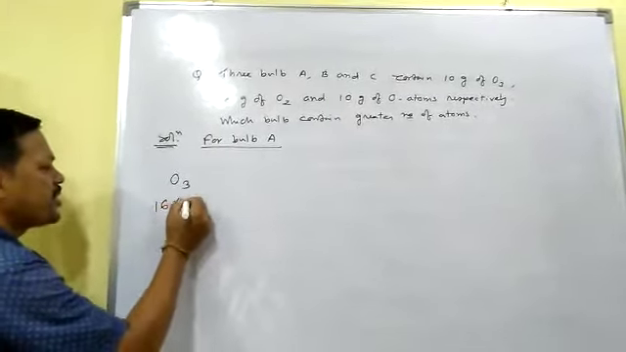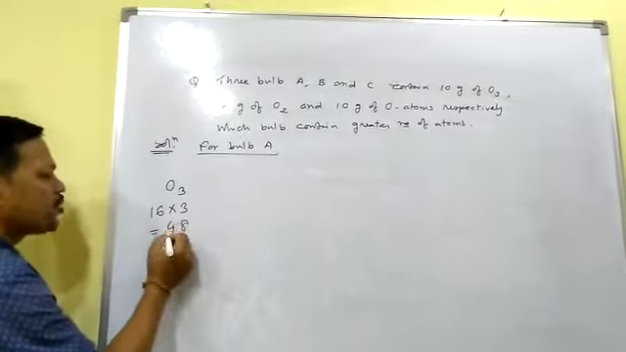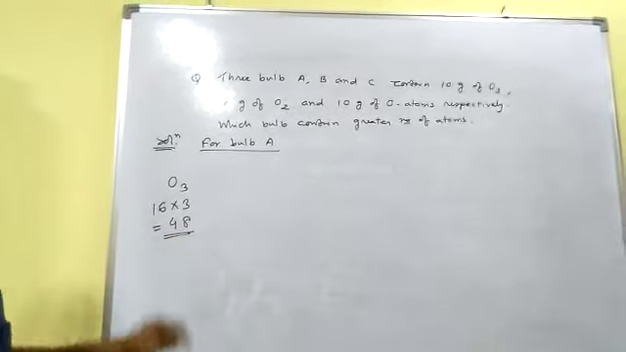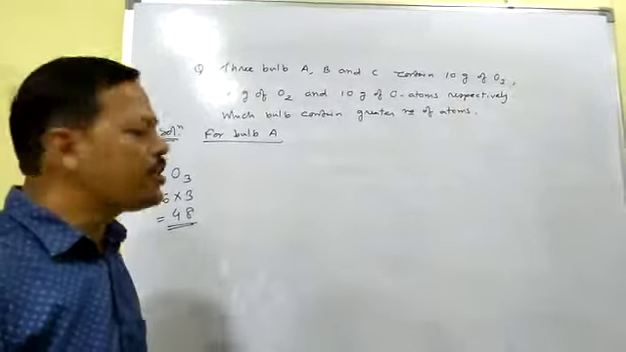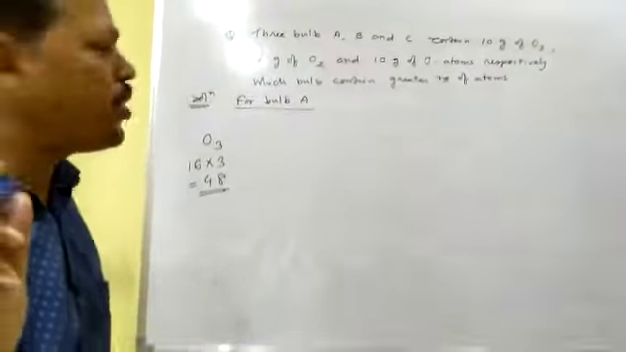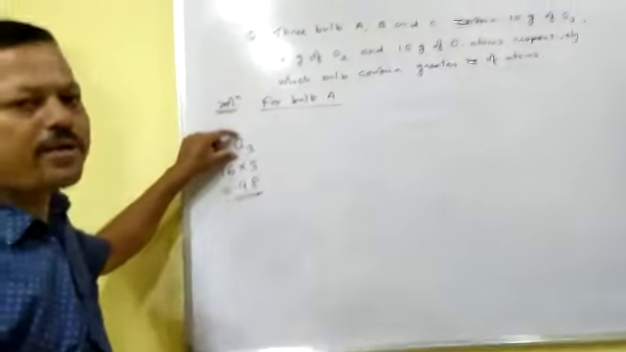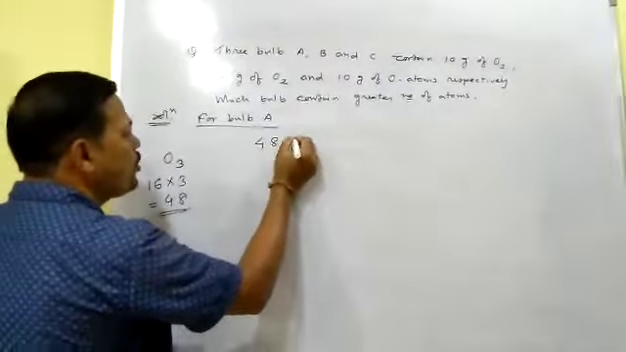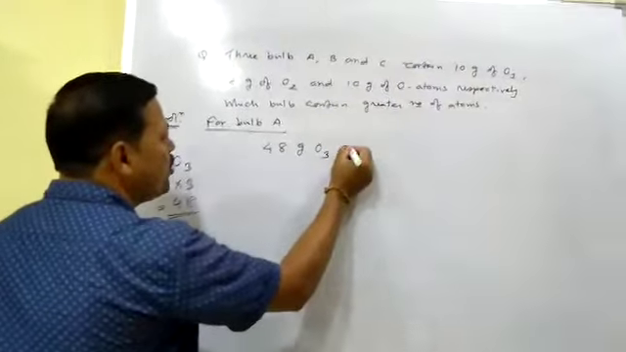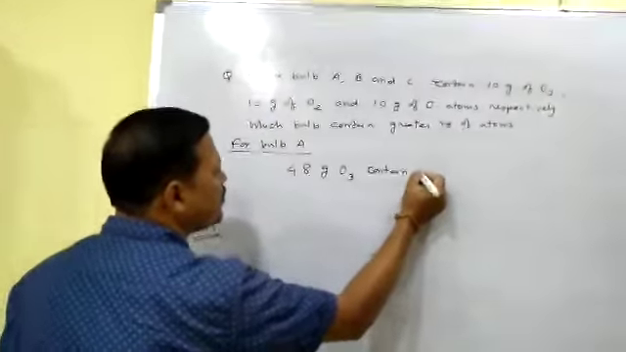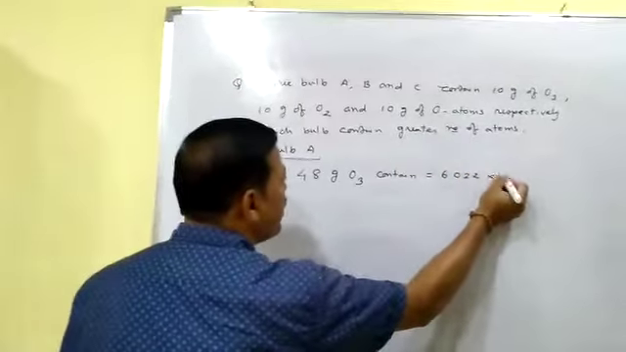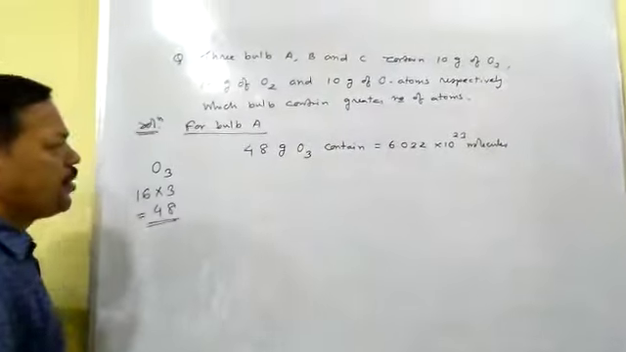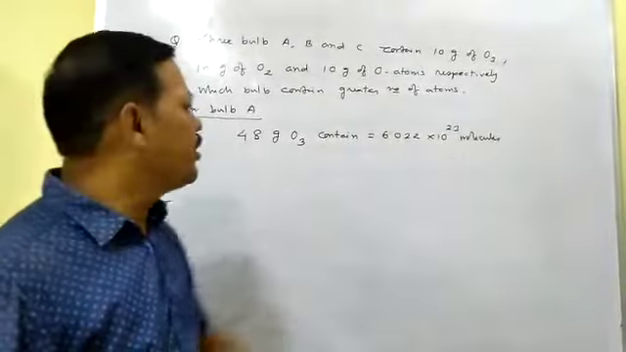Oxygen mass is 16 into 3, you will get 48. This is called the molar mass. Molar mass means the mass of 1 mole, that is 48 gram. And as you know, 1 mole always contains 6.022 into 10 to the power 23 particles. Since ozone is a molecule, the particle should be a molecule. So 48 gram ozone, 1 mole ozone, contains 6.022 into 10 to the power 23 molecules.